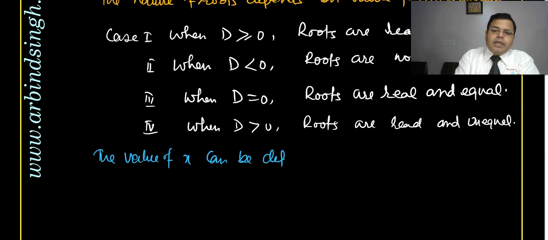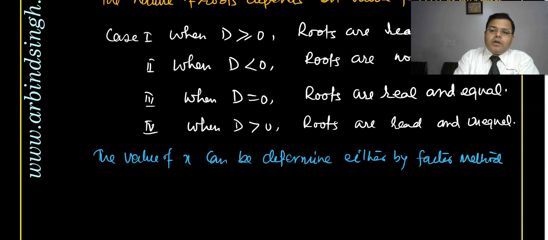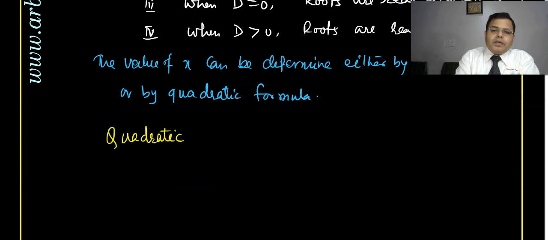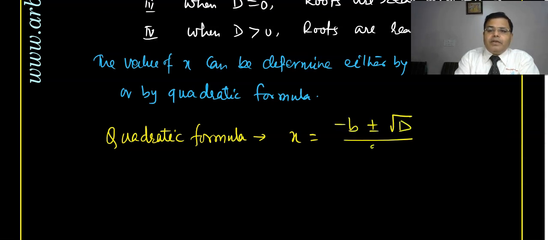The value of x can be determined either by the factor method or by the quadratic formula, right? So here is a quadratic. The quadratic formula is given by x is equal to minus b plus minus root under D by 2a.